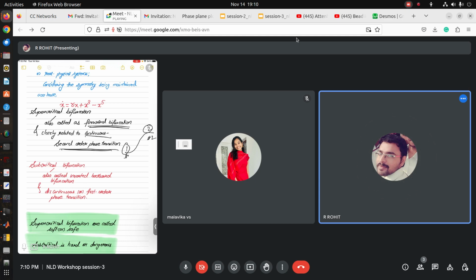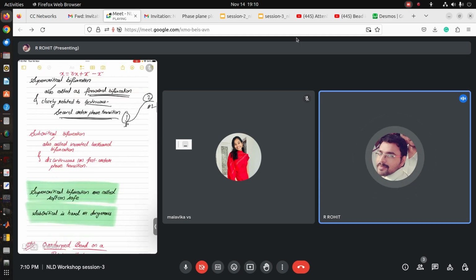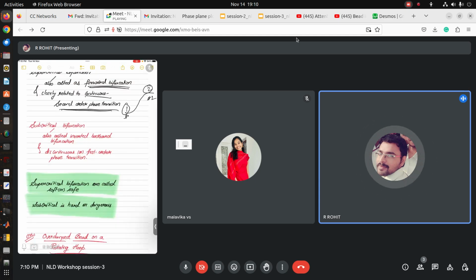At the same time, a subcritical bifurcation is also referred to as an inverted or backward bifurcation. Before r equal to 0 you have stability, and it is discontinuous, because after the point r equal to 0 the system is completely unstable and there is no gradual growth or small change; it's completely abrupt. These are also called discontinuous or first order phase transitions.